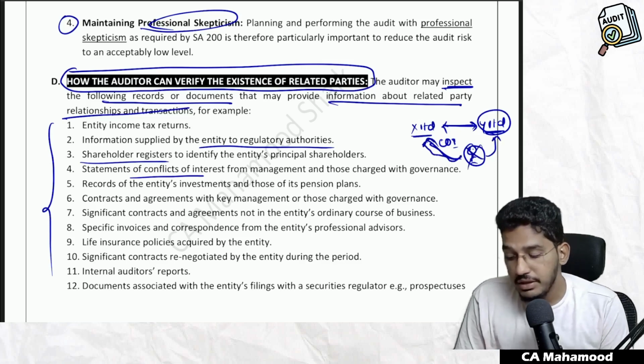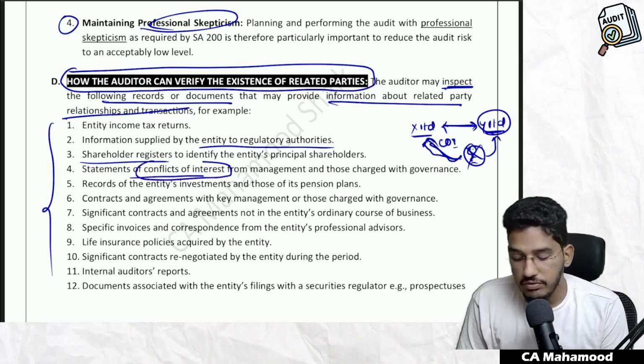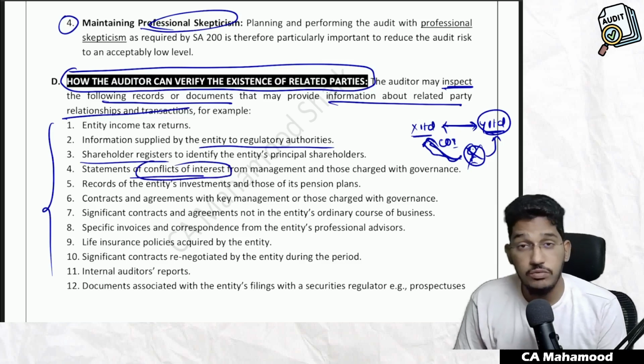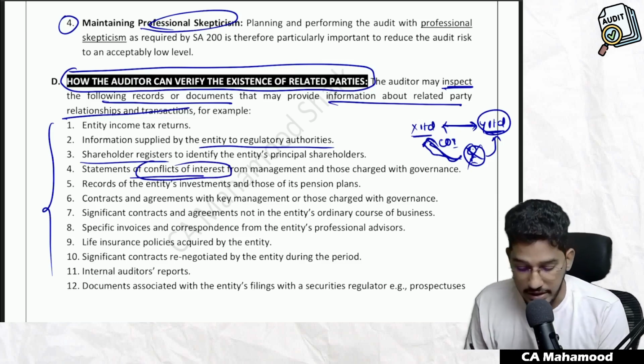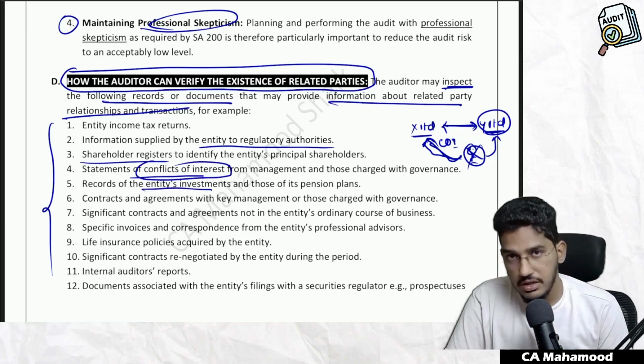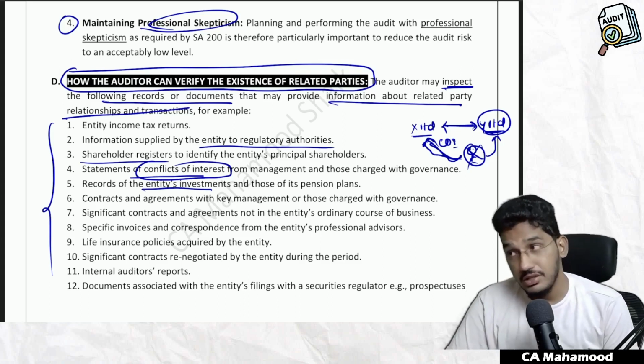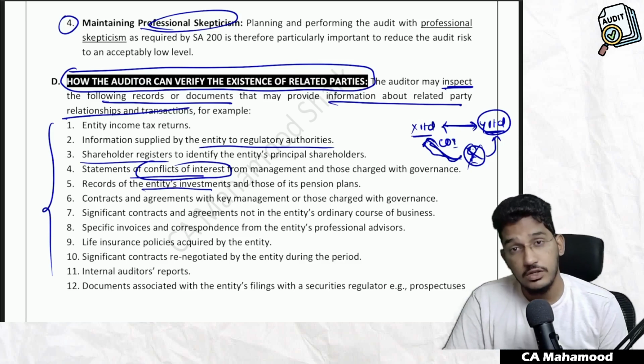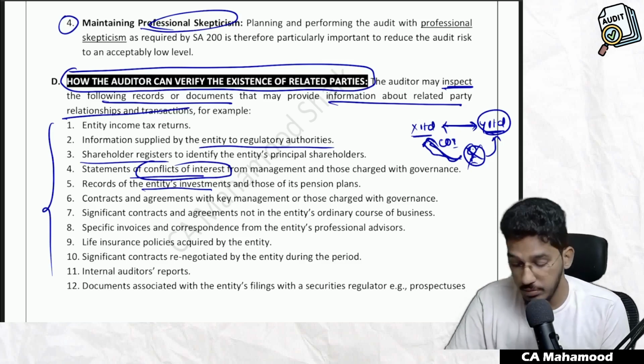So that statement submitted by the director, we call it as conflict of interest. You even go and read that conflict of interest. By that also you will come to know which is a related entity, which is not a related entity. Record of entities' investments: go through the entities' investments, in which company, in which entities your client is investing. That will let you know who are subsidiaries, who are associates, who are joint ventures. You will come to know about it.